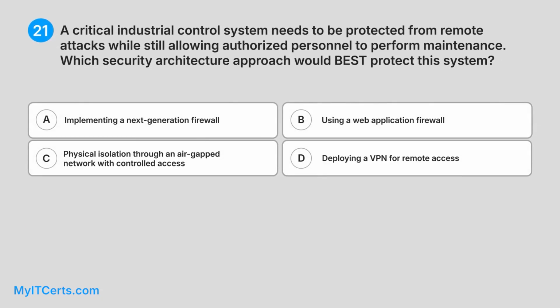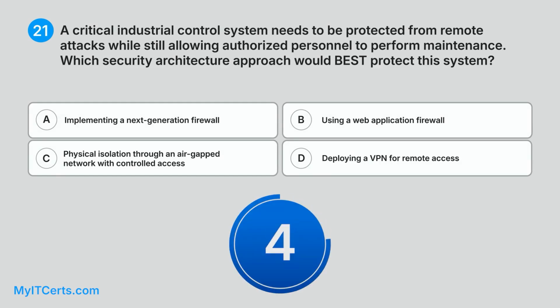(21) A critical industrial control system needs to be protected from remote attacks while still allowing authorized personnel to perform maintenance. Which security architecture approach would best protect this system? A. Implementing a next-generation firewall. B. Using a web application firewall. C. Physical isolation through an air-gapped network with controlled access. D. Deploying a VPN for remote access.